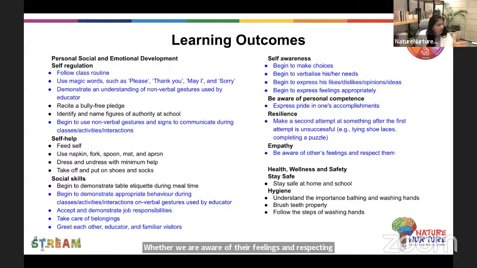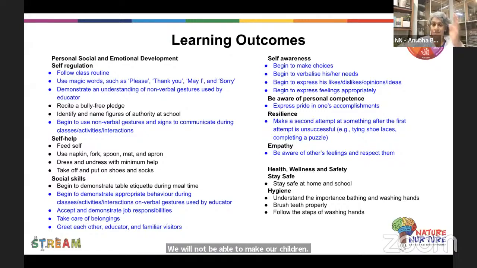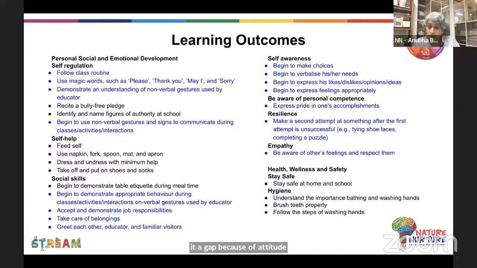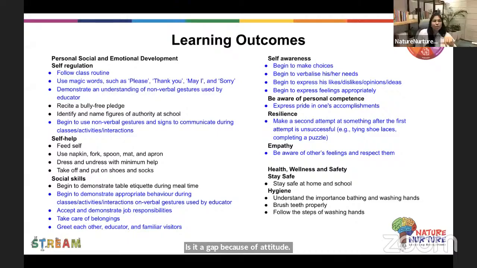So if we are not mindful of learning outcomes in the PSED domain, we will not be able to make our children. This is what you were saying earlier, ma'am, that the gap, whether it is actually a learning gap or it is a gap because of these factors. Is it a gap because of behavior? Yes. Is it a gap because of attitude? Lack of engagement. So we need to identify that.